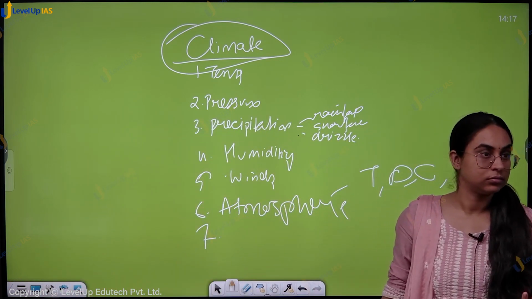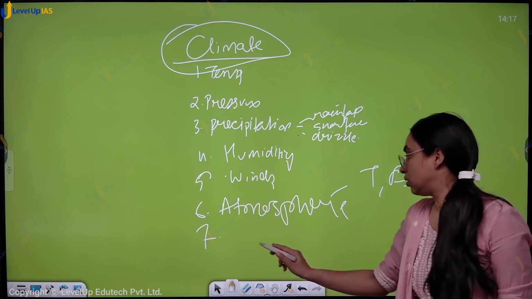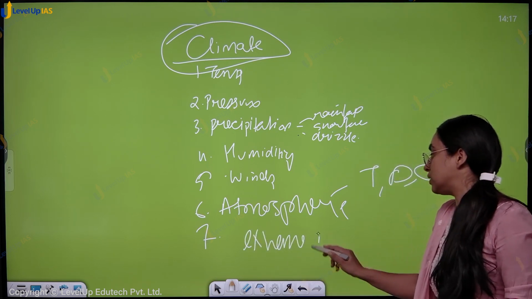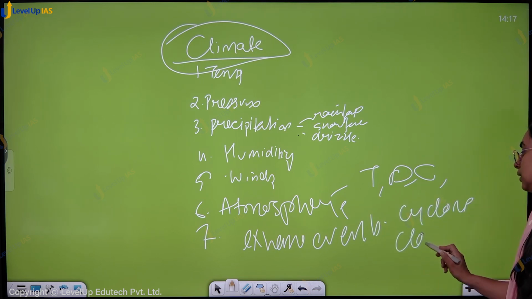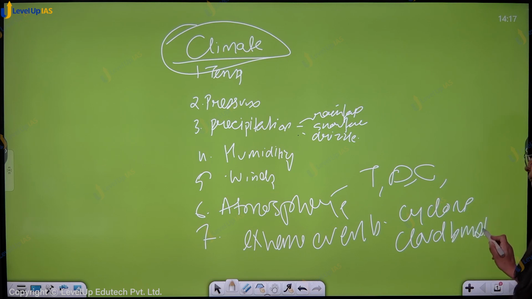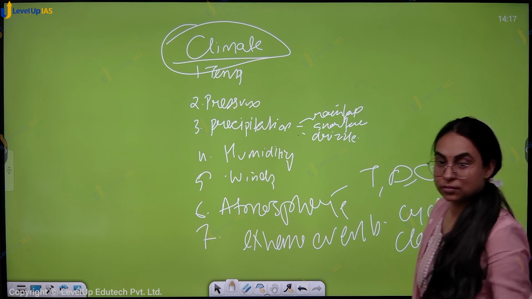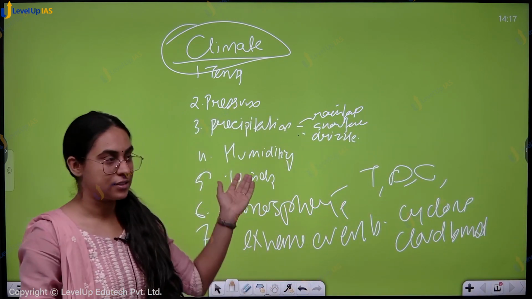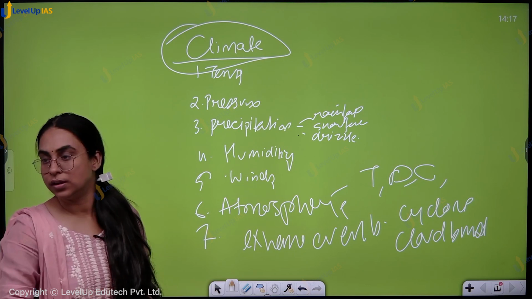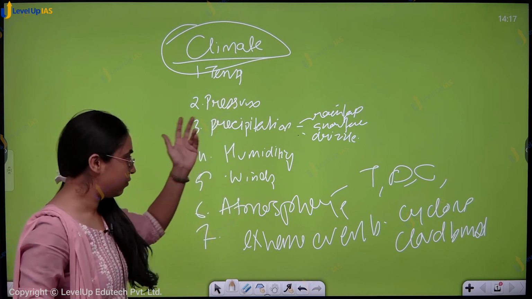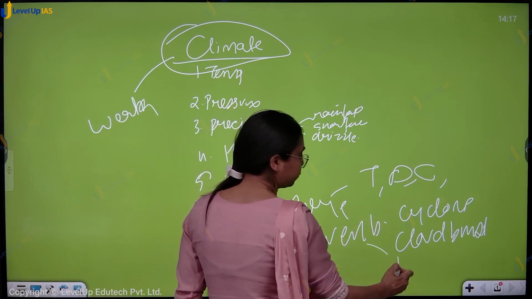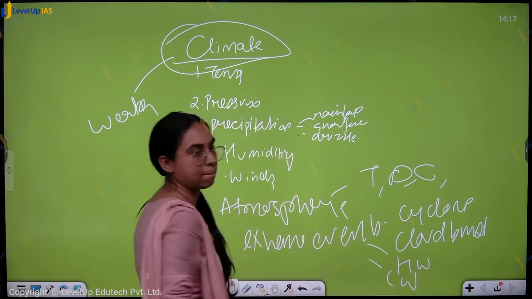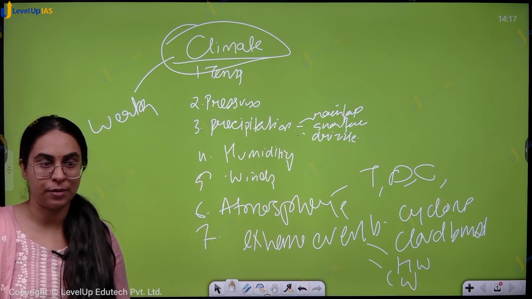Extreme events, cyclones, extreme events like cyclone, like cloudburst, or floods. Okay? Excessive rainfall leading to floods, linked to climate. The climate and weather. Heat waves, very good. Heat waves, cold waves. The extreme events. This is what is climate.